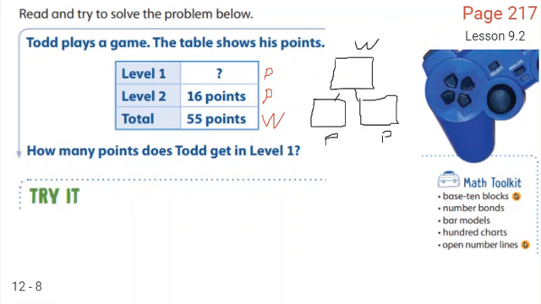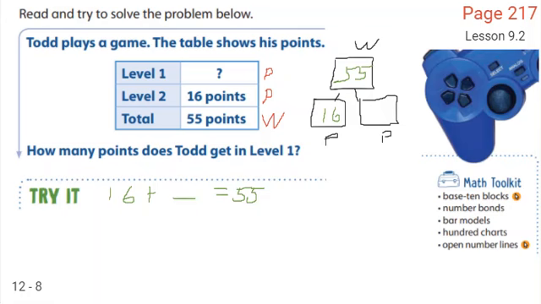Let's fill out this number box. So we know the total is 55, so that's the whole. 55. We know one of the parts is 16. And here's our unknown. Again, we can write it out as an equation. So 16 plus something equals 55.